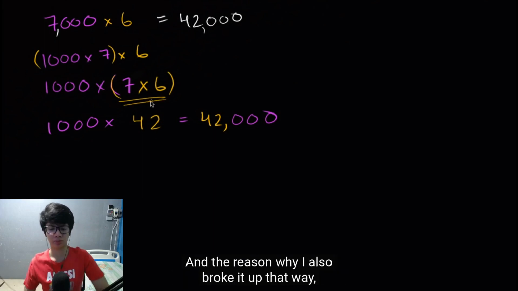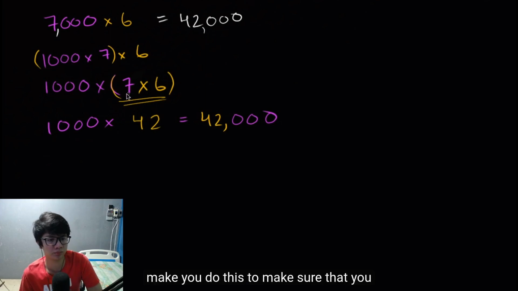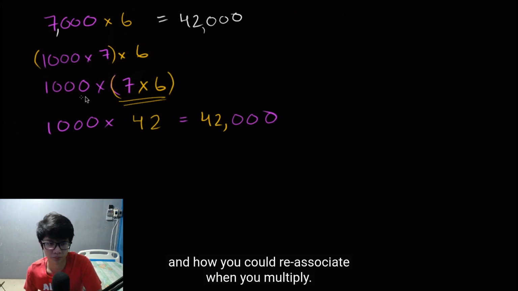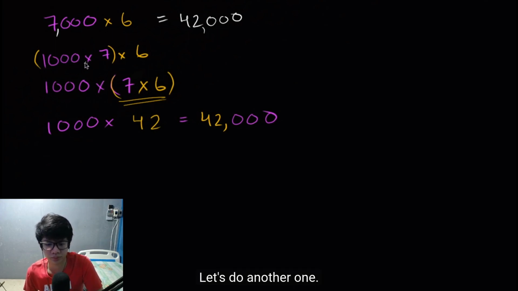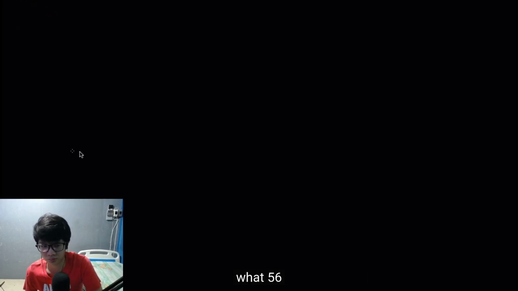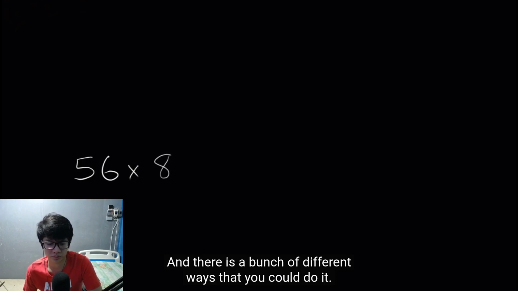And the reason why I also broke it up this way is that the exercises on Khan Academy make you do this to make sure that you really are understanding how to break up these numbers and how you can reassociate when you multiply them. But let's do another one. Let's say that we wanted to figure out what 56 times 8 is.